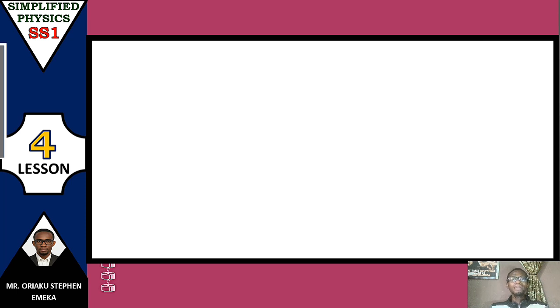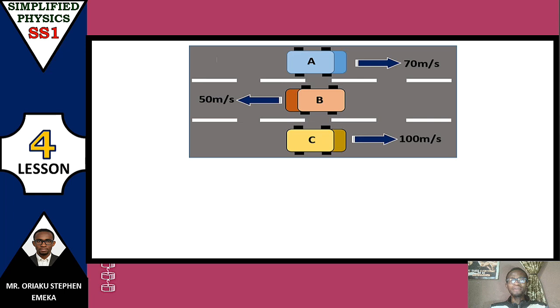Okay, now let's look at this diagram here. We have three vehicles, A, B, C. A is moving towards the right with 70 meters per second. B is moving towards the left with 50 meters per second, while C is moving towards the right with 100 meters per second.